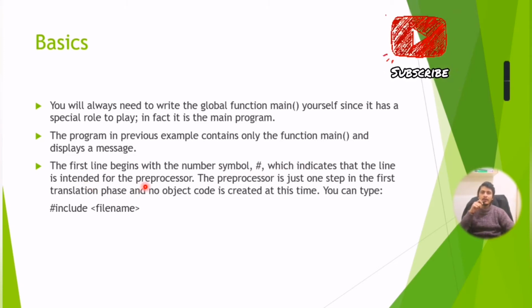I have already discussed the preprocessor and different basic things in detail in my previous lecture. You can go through that, and you will understand what a preprocessor is, what a compiler is, and everything. So the hashtag means the line is intended for the preprocessor. When you write hashtag, you are directing it to the preprocessor.